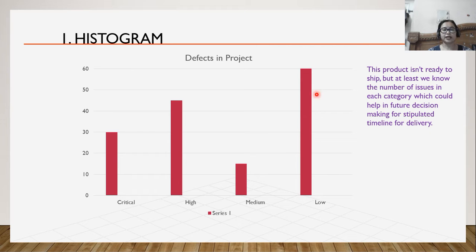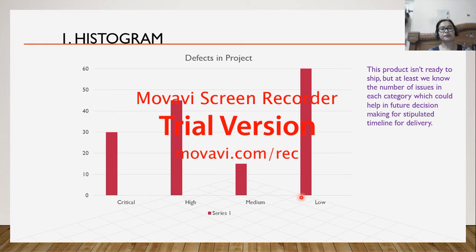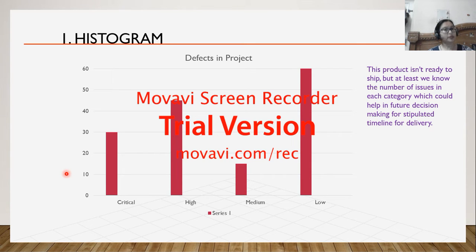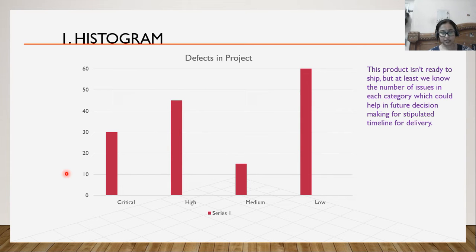So, histogram is this kind of plotting of our data we have. Here I have plotted data for defects in a project and categorized them into critical, high, medium, and low. And we can see the number of defects at this axis. So, what is histogram and what purpose does it solve for us? Histograms give us a fair idea of how our data breaks down.